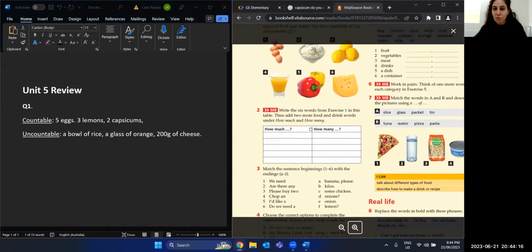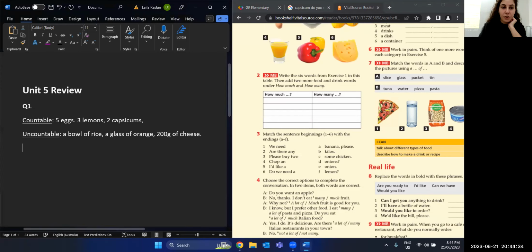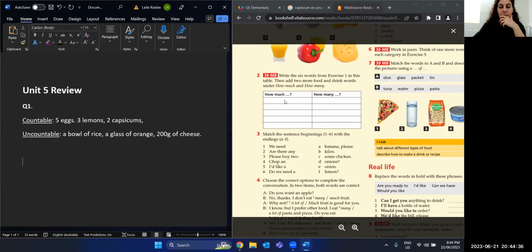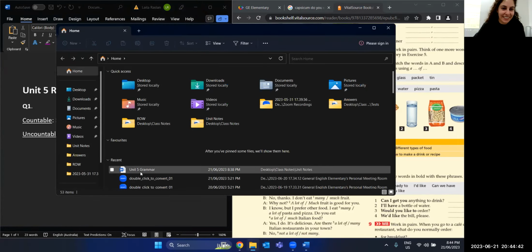Okay. Let's do number 2. So write the 6 words from exercise 1 in a table. So remember now we want to know which one do we use for how much or how many. This is a question. So I want to buy. I want to say how much or how many. Which one do I say? Let's go look at the rules.